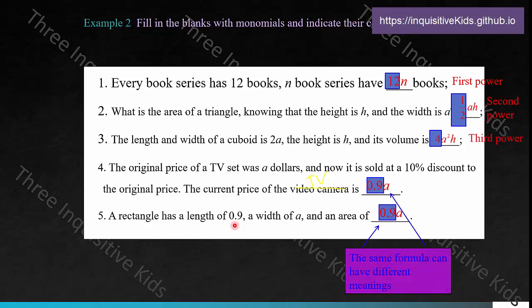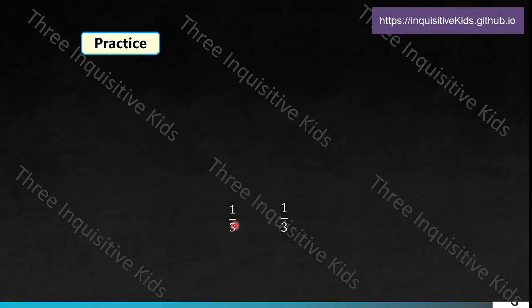And look, the same formula can have different meanings. It's very important when you're asked to describe the meaning of a monomial or polynomial during a word problem. The same formula can have different meanings. That would be first power and first power. Now that we've mastered most of the key points in the concept, let's move on to some practice exercises.